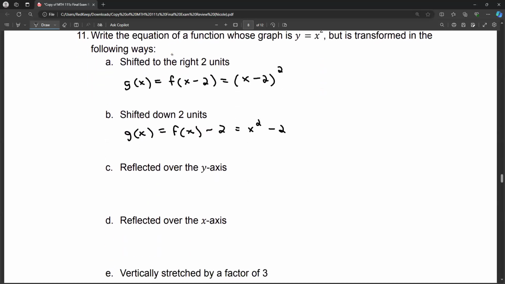Part C asks us to reflect over the y-axis. Reflecting over the y-axis is going to mean that we want to multiply the x by -1. So this new function g of x is going to be equal to f of -x, which is equal to (-x) squared. And if you wanted to, you could see (-x) squared is -x times -x, which is just positive x squared.